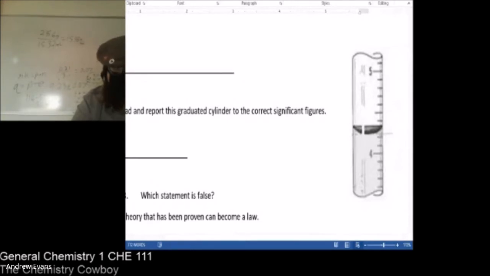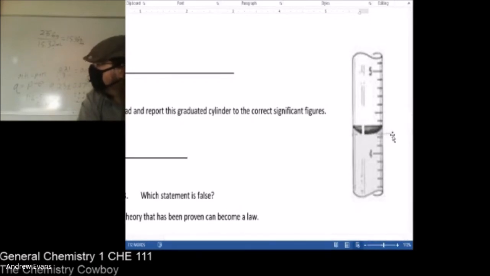Then you want to read the meniscus, which is the bottom of the bubble, which is right here. Sorry, I need to get this on the right screen. Right here. And so that's between the 2 and the 3. So everyone should say it's 4.2, but for maximum credit, you would say, well, it's not exactly on the 2. So it's somewhere between 2 and 3.